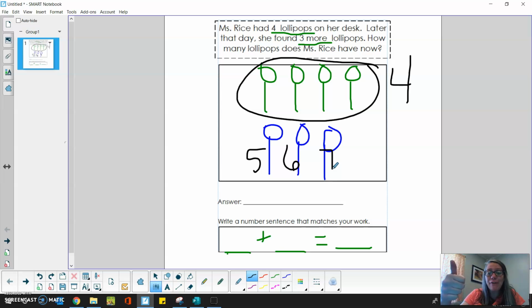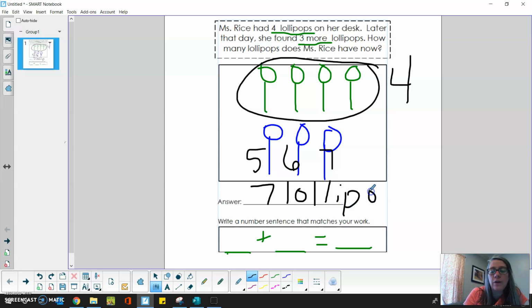Awesome job, my friends. So our answer is 7 lollipops. And if you didn't write the word, that's okay. We have 7 lollipops. Now let's write our number sentence that matches our work.